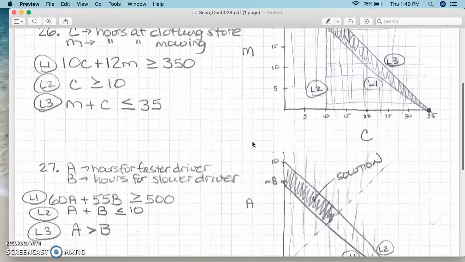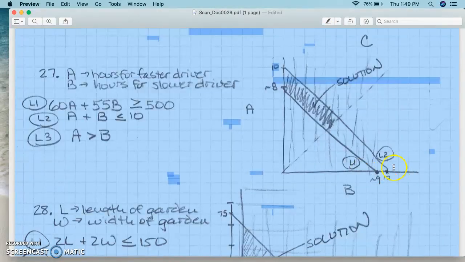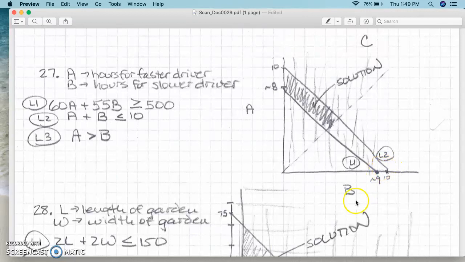Okay? 27, we have our driver A goes 60 miles an hour and driver B goes 55, and they want to drive at least 500. So again, find your intercepts. I'm at about 8 something for A and about 9 something for B. So that's my first line, and I shade above it. Then we want to drive at most 10 hours a day. So the sum of their driving hours is less than or equal to 10. So here's 10 for A and less. Here's 10 for B and less.